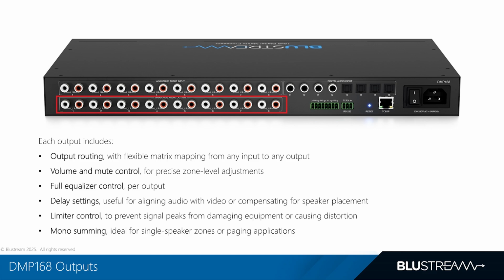And here's a standout feature. Using the built-in DSP, the DMP168 can create up to 4 2.1 outputs. So that's stereo left and right channels paired with a dedicated subwoofer channel for that deeper low end. Perfect for media rooms or spaces where music playback needs a bit more punch.